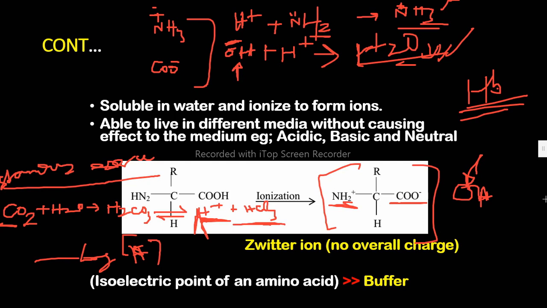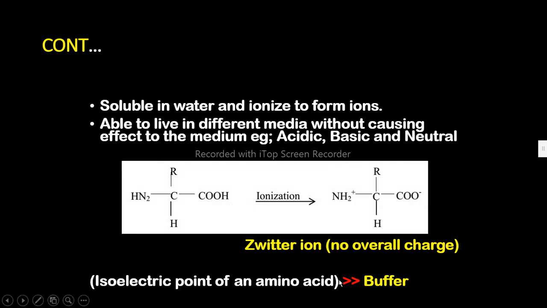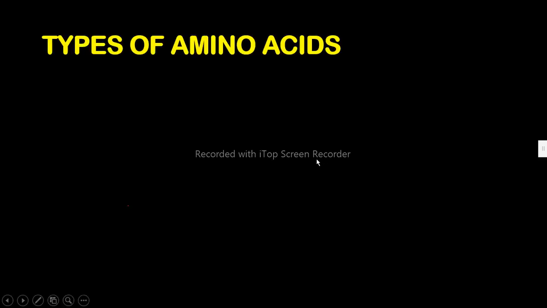Any query for me? Anything that I should talk about? So this concept of buffer is really good. It's really good. So let's talk about the types.